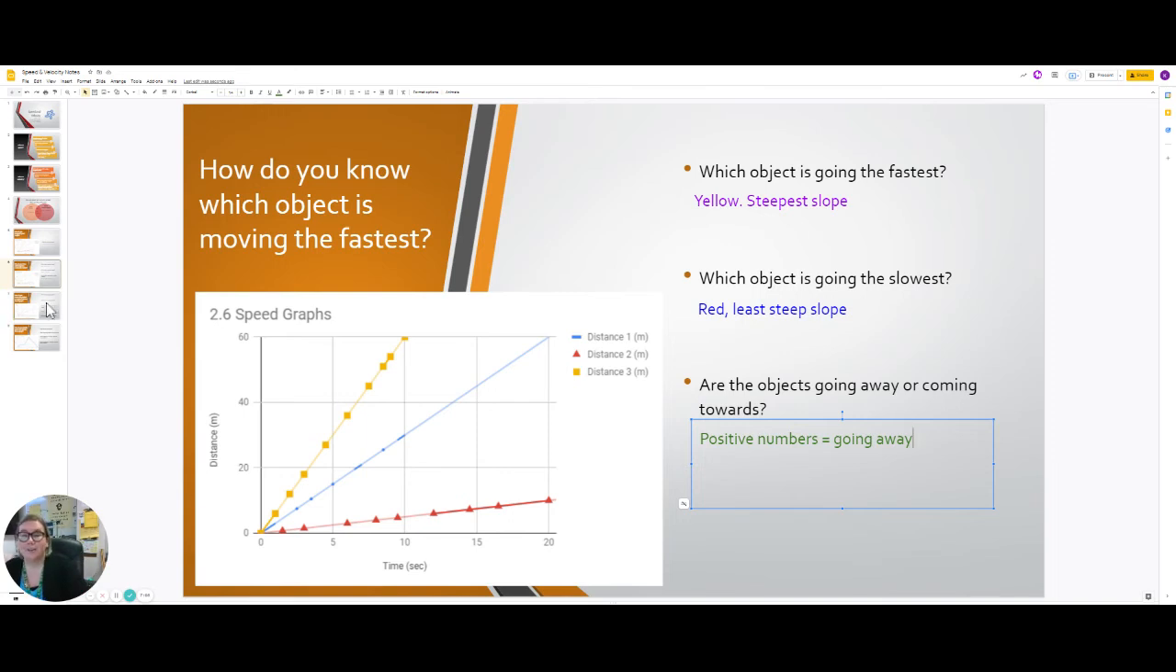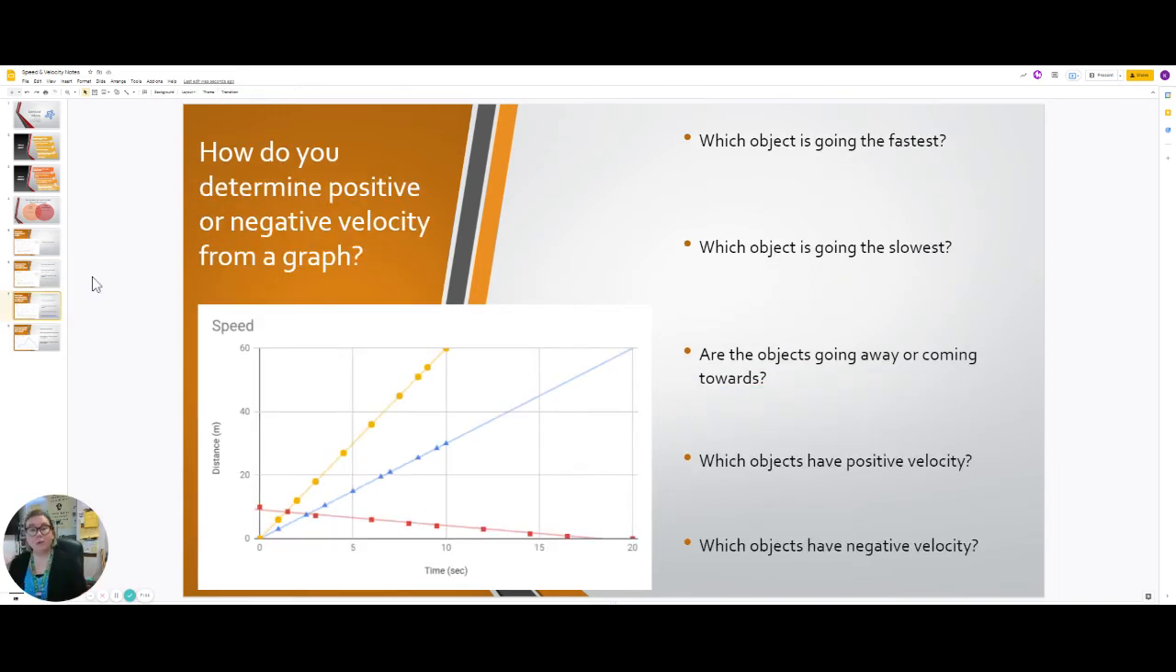Let's take a look at another graph here. How do you determine the positive or negative velocity from a slope? Okay, so our previous graph only had positive things. So if we look at our graph here, which object is going the fastest? Again, it's yellow. Went most distance in the smallest time, or it's the steepest slope.